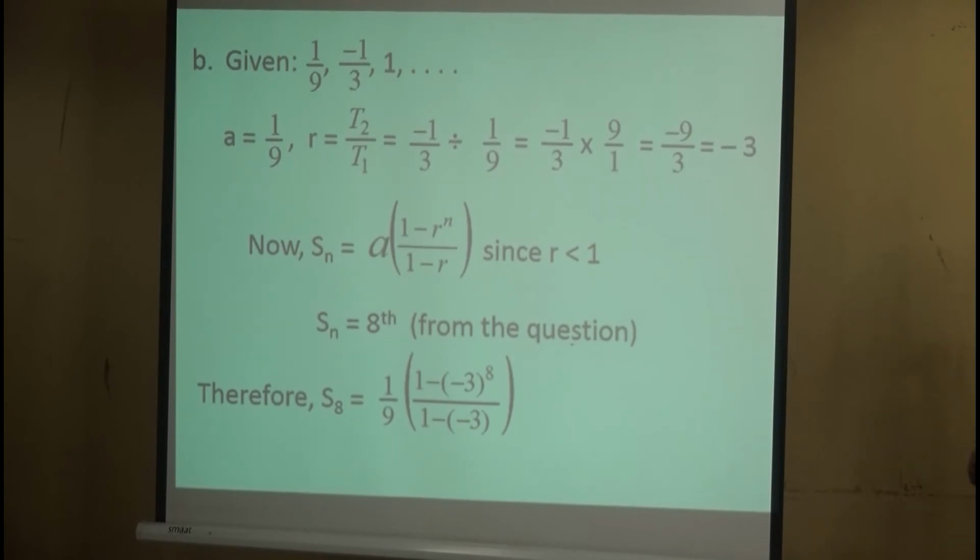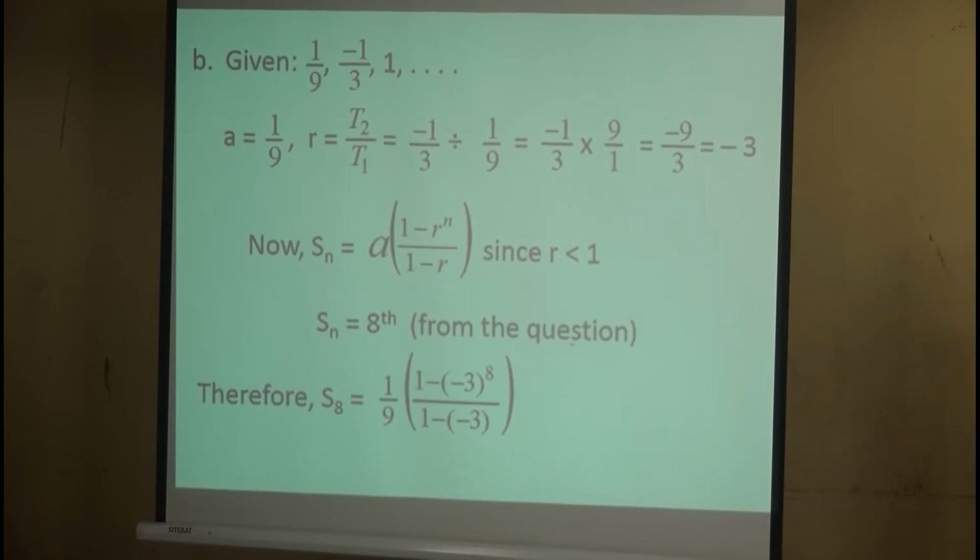Sum of n terms is a, open bracket, 1 minus r raised to power n, all divided by 1 minus r. Why do we use this formula? Because the common ratio is less than 1. The common ratio there is minus 3, and of course, minus 3 is certainly less than 1. So we use sum of n terms is a, open bracket, 1 minus r raised to power n, divided by 1 minus r, since r is less than 1.